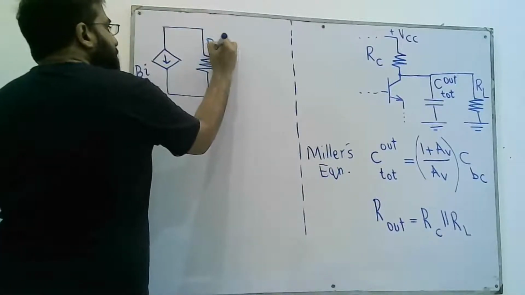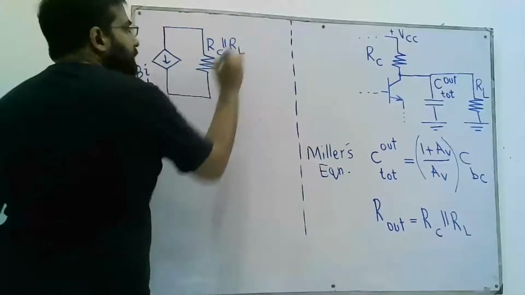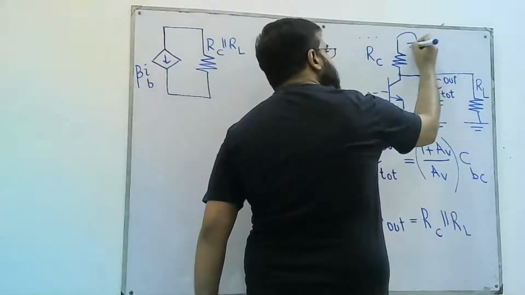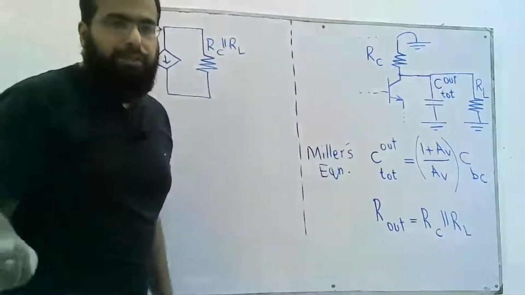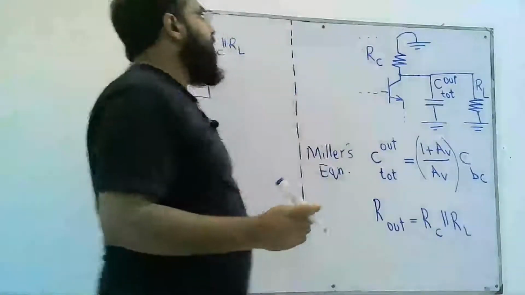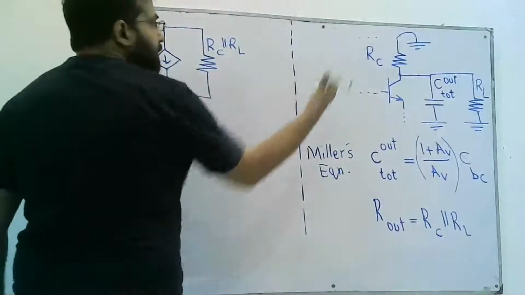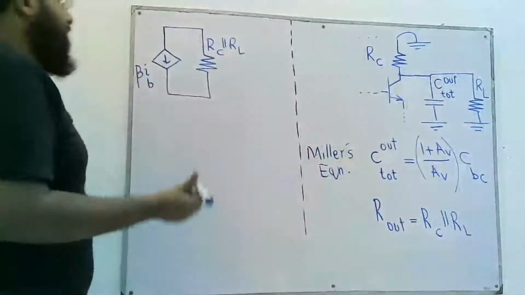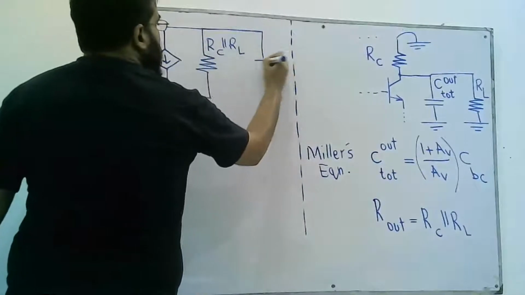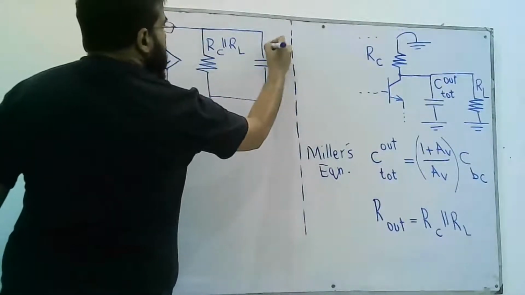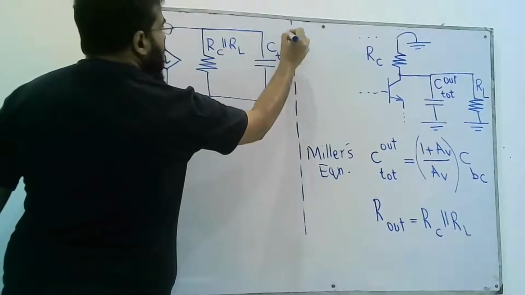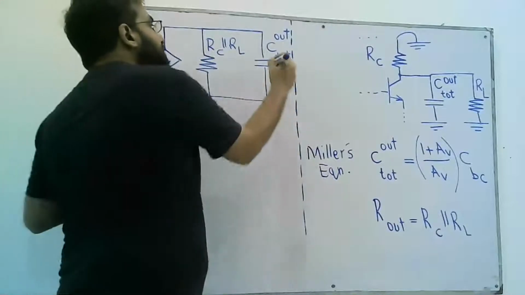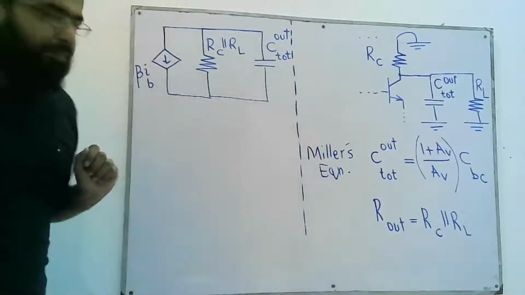So the total resistance that is shown at the output to the AC circuit is this. For AC, this DC source tends to be short circuited to ground, and we have RC and RL in parallel with each other. And finally, this capacitance, that is the Miller part of the output capacitance of the base collector capacitance, appears at the output.